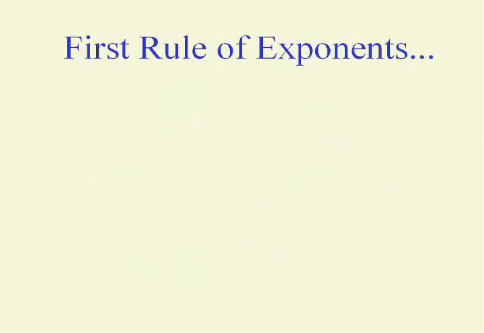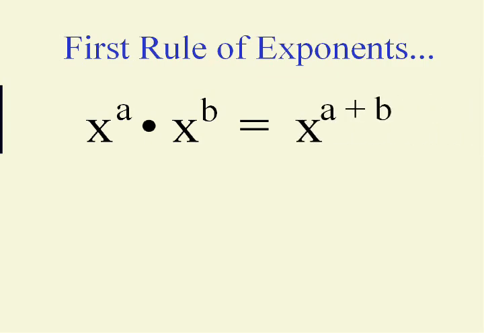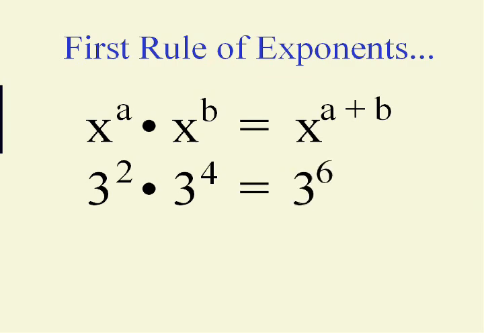Well, there is a rule for this, a shortcut rule if you would, and it's called the first rule of exponents. There are 2 rules, so this is the first rule. X to the a times x to the b. If I have 2 expressions with the same base and I multiply them with exponents, what I'm going to end up doing is adding the exponents. For instance, we just did it. 3 to the 2nd times 3 to the 4th is the same as 3 to the 2 plus 4, or 3 to the 6th.